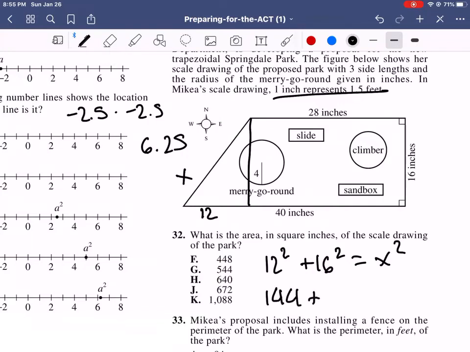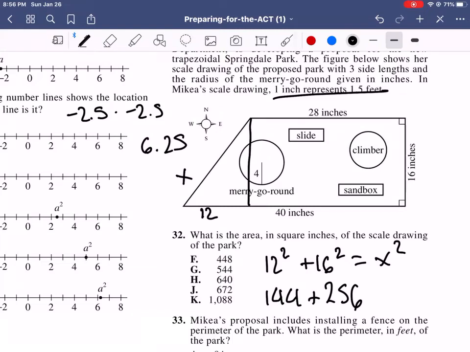144 plus, what is this? Oh my gosh, I don't want to do this. Okay, can't do it in my head. Okay, 256. And that took me way longer than it should because I was trying to do it in my head.